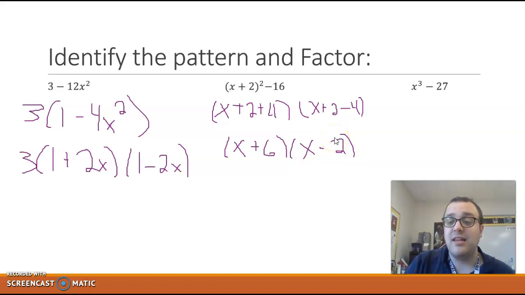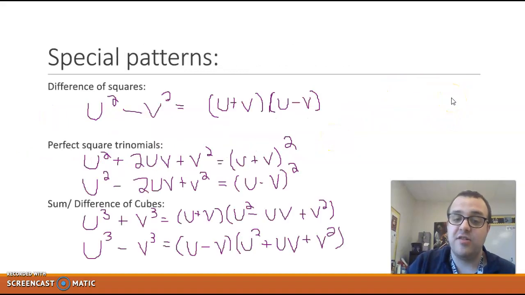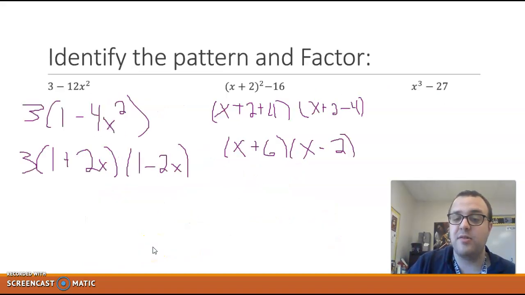All right. Last but not least, we now have our difference of cubes. This is one of our newer ones. So let's go back here and look at it. Difference of cubes, I have 2 cubes that are being subtracted from each other. The first thing I'm going to do is subtract their cube roots. So in this case, that's going to be x minus 3.